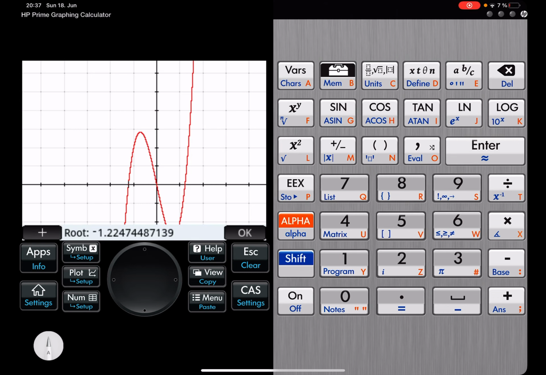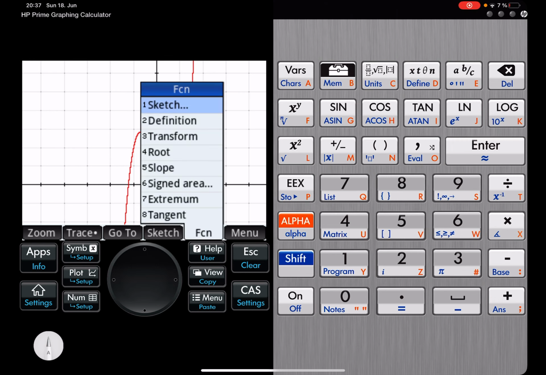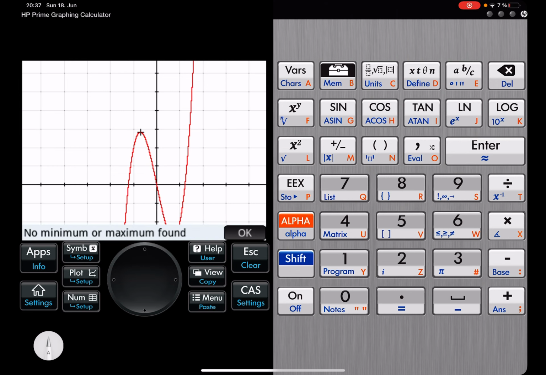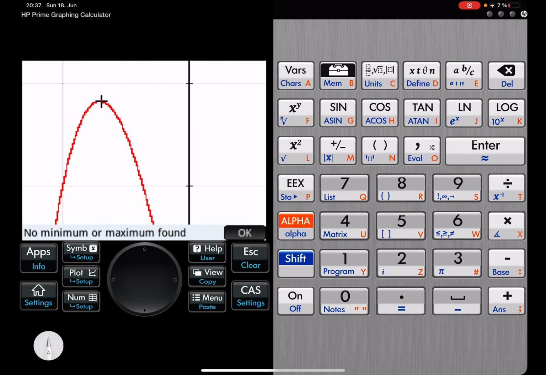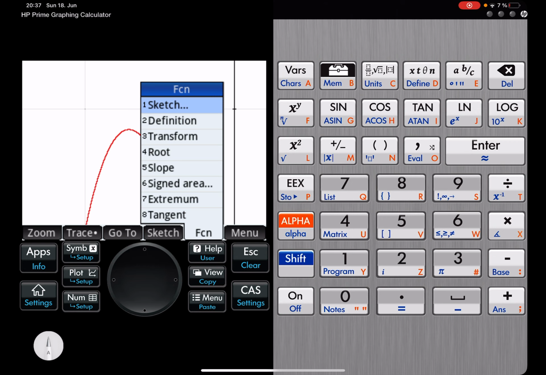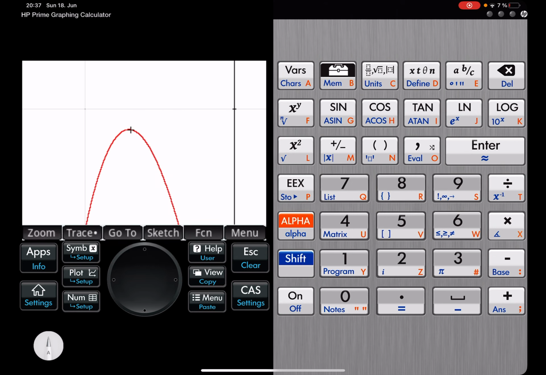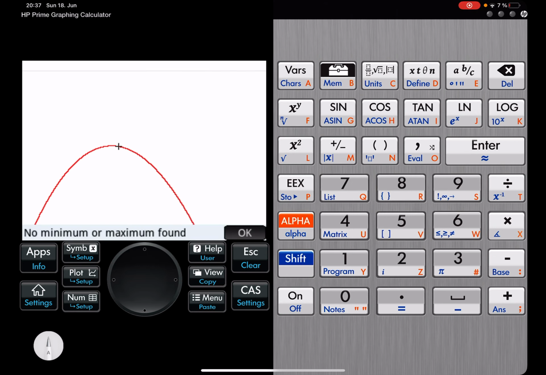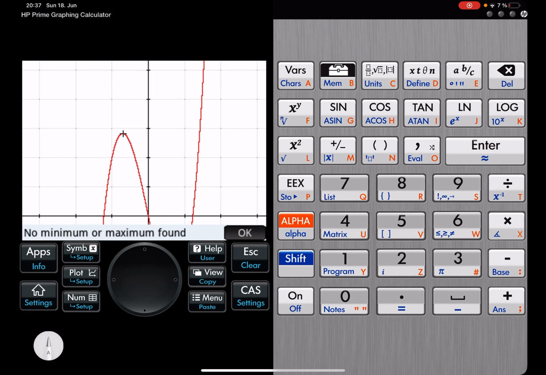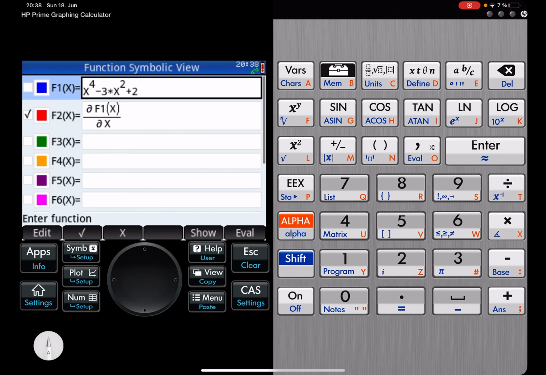Is that right? No, that's not right. I want to find when the slope has a slope of 0. So I want to find this maximum. Oh, no maximum found. That's not good, is it? Let's try again. Oh dear. Okay, this for some reason isn't working so well on my calculator. So let's think of another method.